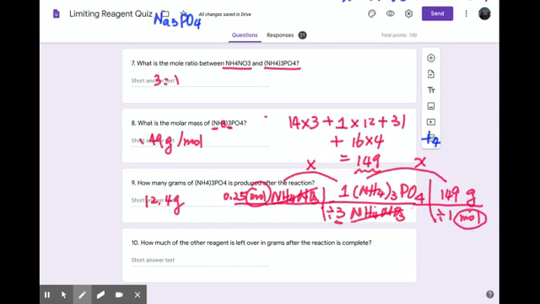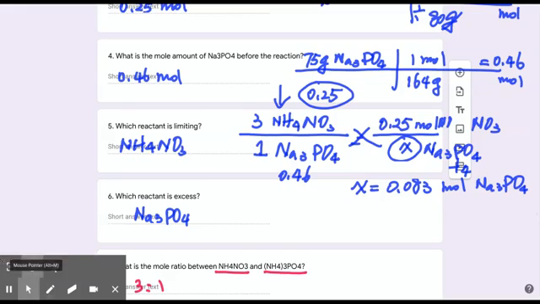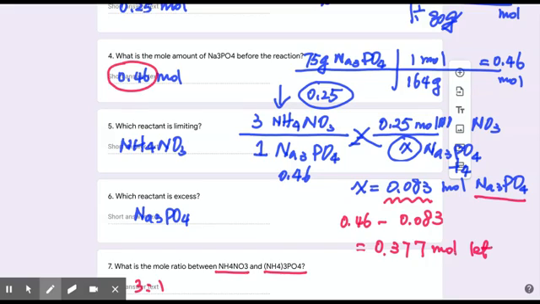And the last one is how much of the other reagent is left over in grams. That is what we found earlier. Earlier we already found the excess reagent is this, and this is how much we need to use, but this is how much we have. So what's left over is what we have minus what we're going to use. And then you get 0.377 mole left over for the excess reagent, right?